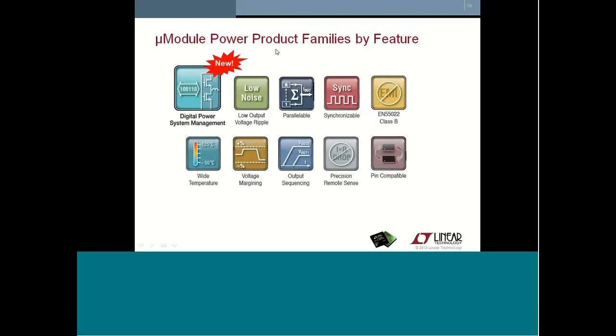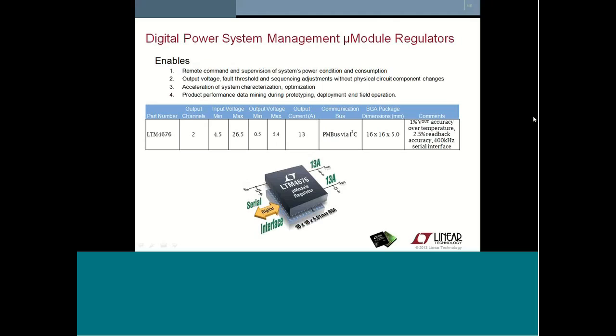Let's consider the different product families by feature. As I mentioned at the beginning of the presentation about micromodules, some of them are low noise, some of them can be paralleled, synchronizable, some of them can be recognized as conforming to EN 55022 Class B standards. The one I would like to show you is special because of its possibility to negotiate the outputs digitally through the serial interface on the input.